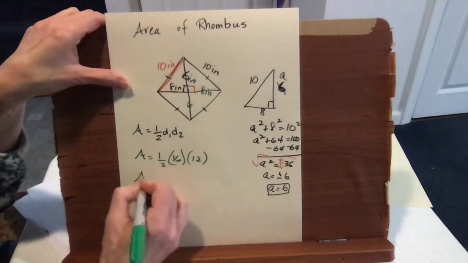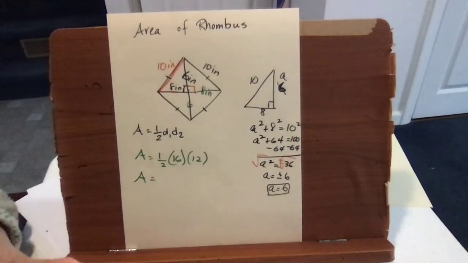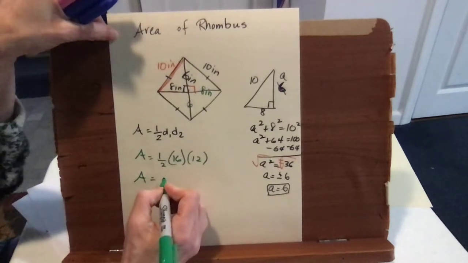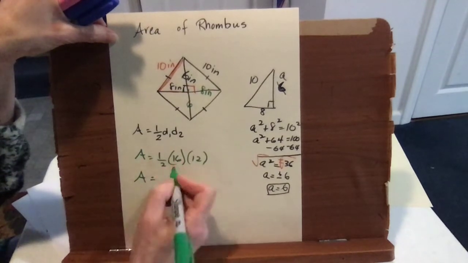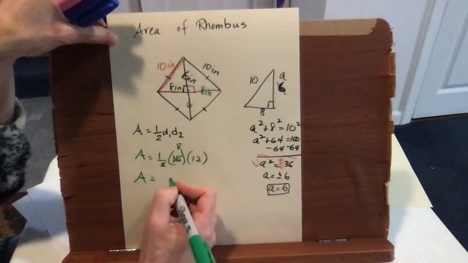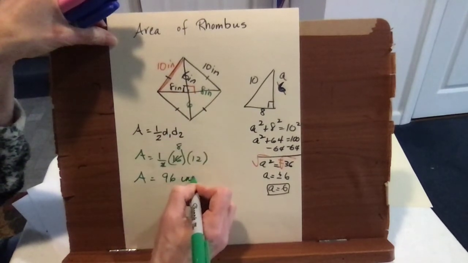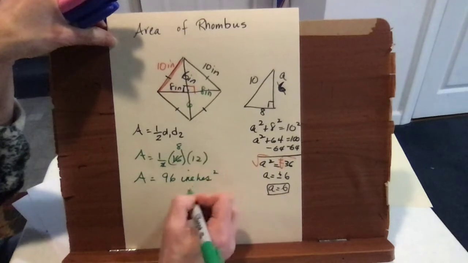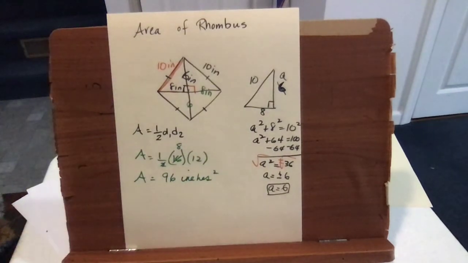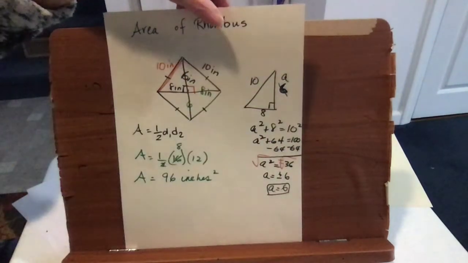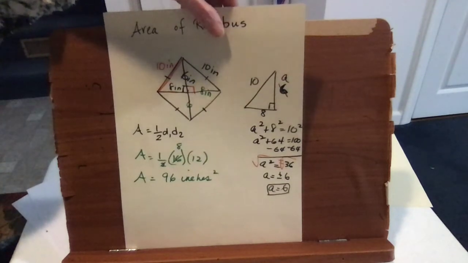Half of 12 is 6. 6 times 16 is going to be 96, I believe. Or you could do half of 16 and get 8, and 12 times 8 is 96. Because we do have a unit here of inches, you write inches squared, or you can put in squared. And that's how you find the area of a rhombus. In this case, we had a little bit of work to do to get the length that we needed for the diagonals.